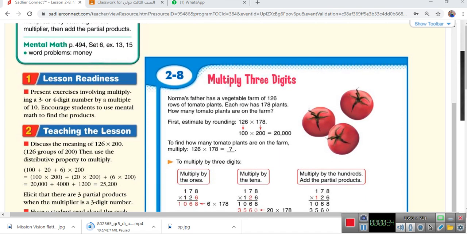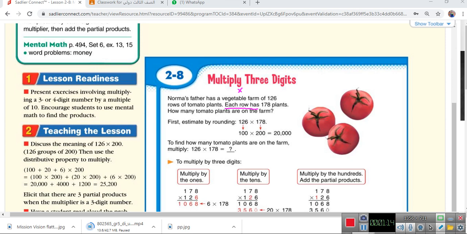So let's read this. Here we have a problem. Let's read it and try to find a solution for it. Norma's father has a vegetable farm of 126 rows of tomato plants. Each row has 178 plants. I told you, each time we say this sentence, each box has, each row has, each package has, each shelf has, we have to do a multiplication process.